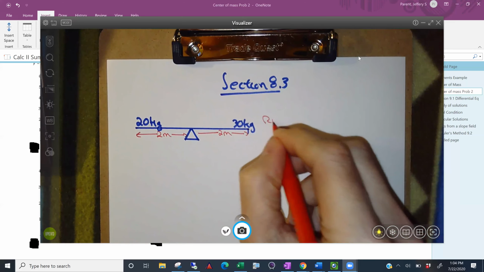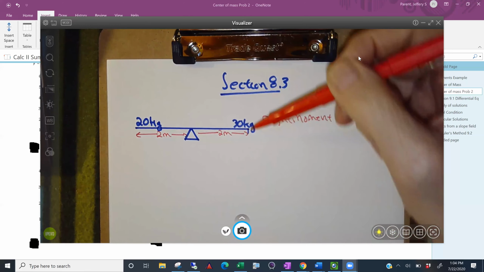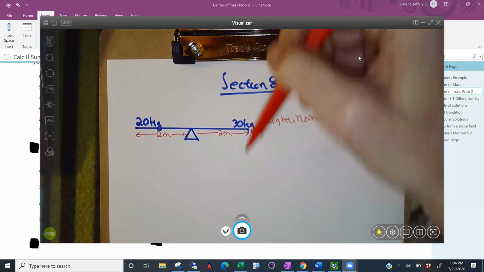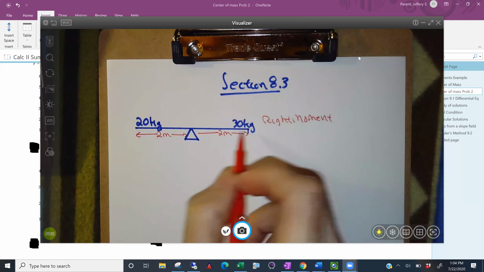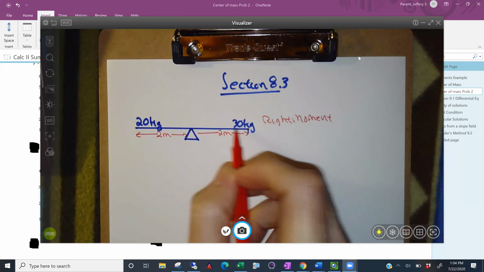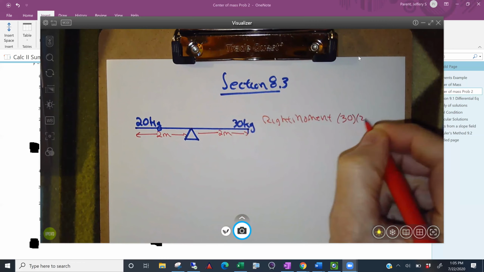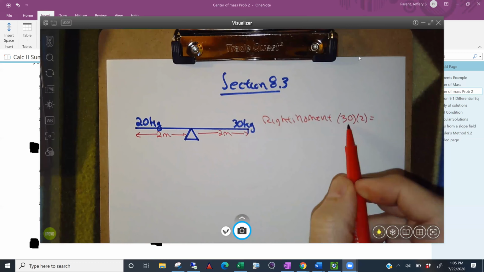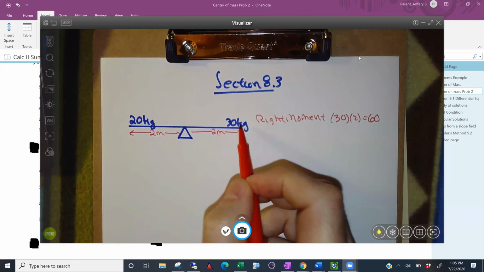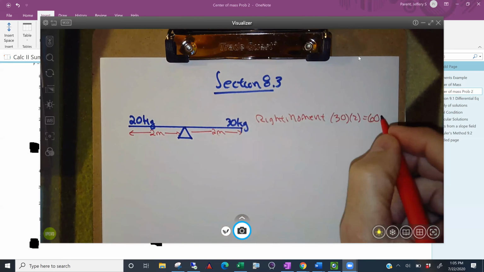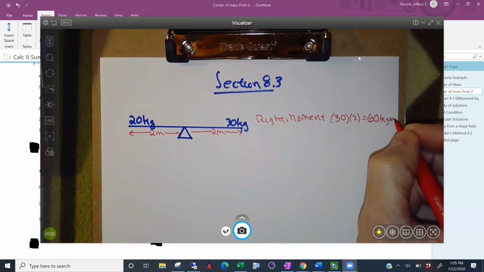So the right moment is the tendency for this system to want to turn in accordance with that force. So that's simply going to be the distance to the center point times the mass. So it's going to be 30 times 2. It's going to give you 60. And if you were to keep track of the units, you have meters times kilograms. So I'll just call that kilogram meters, kgm. Yeah, let's make that look like an M. There we go, thank you.